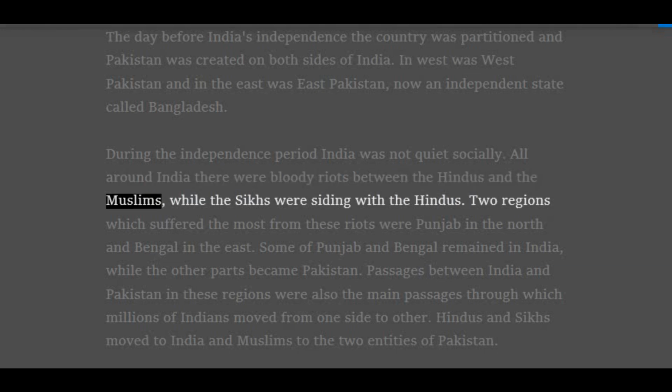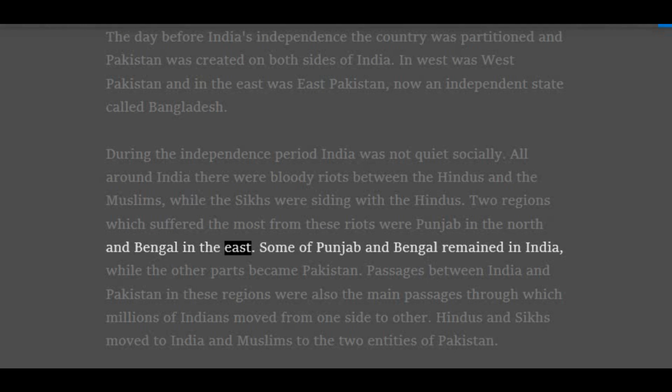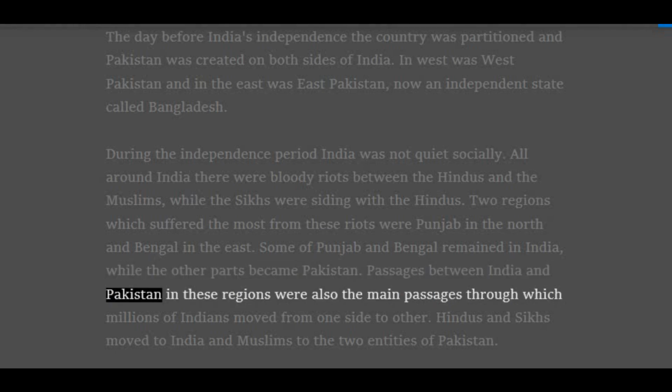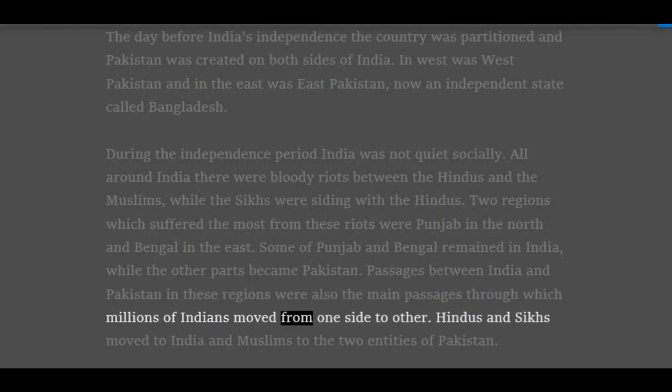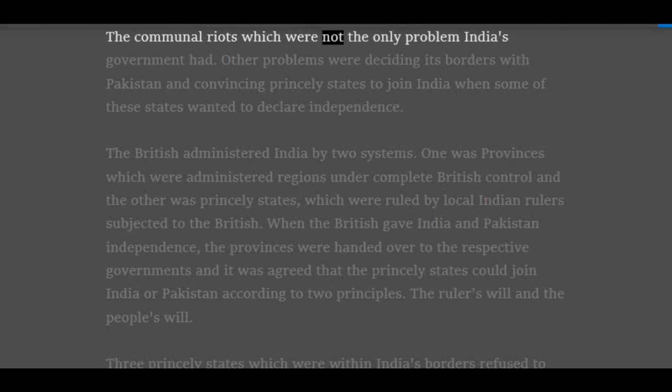All around India there were bloody riots between the Hindus and the Muslims, while the Sikhs were siding with the Hindus. Two regions which suffered the most from these riots were Punjab in the north and Bengal in the east. Some of Punjab and Bengal remained in India, while the other parts became Pakistan. Passages between India and Pakistan in these regions were also the main passages through which millions of Indians moved from one side to the other. Hindus and Sikhs moved to India and Muslims to the two entities of Pakistan.